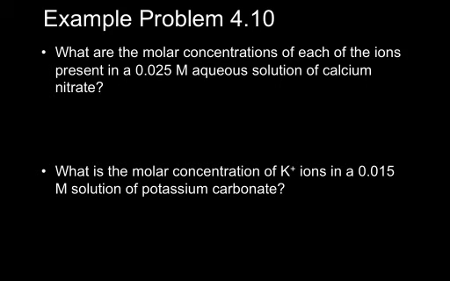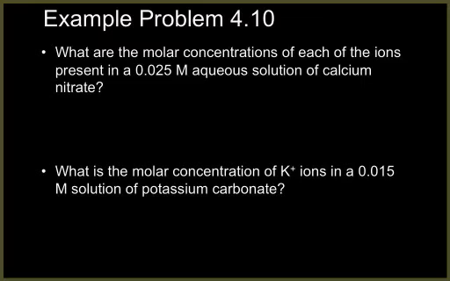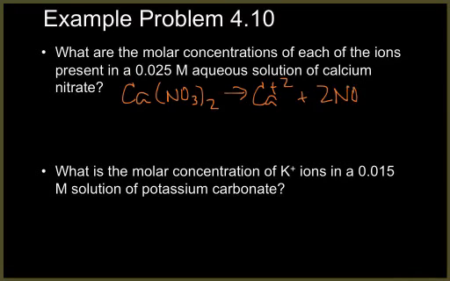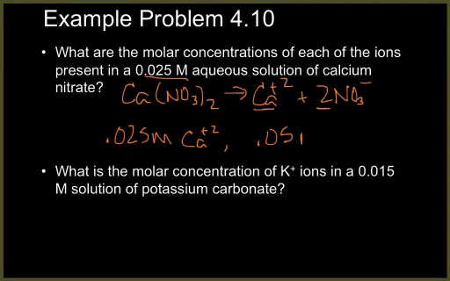Okay, so here are 2 more example problems. What are the molar concentrations of each of the ions if we have a 0.025 molar aqueous solution of calcium nitrate? Calcium nitrate is Ca(NO3)2. When that dissociates, I get Ca 2+ and NO3-. So if it's 0.025 molar, then I have 1 calcium, so it's 0.025 molar Ca 2+, and then I have 2 times that, so 0.05 molar NO3-.